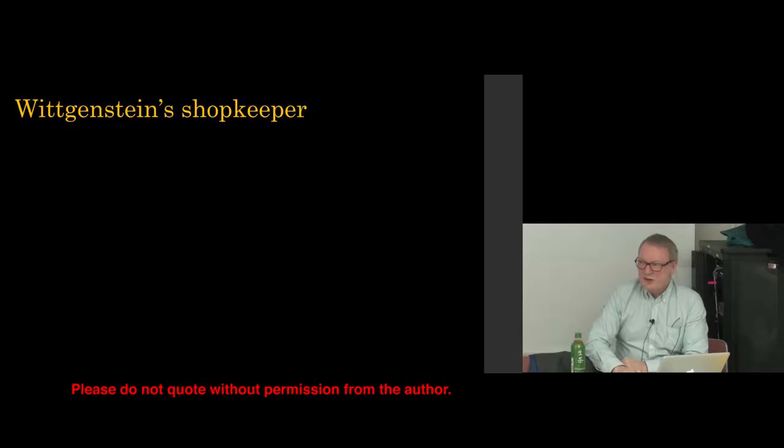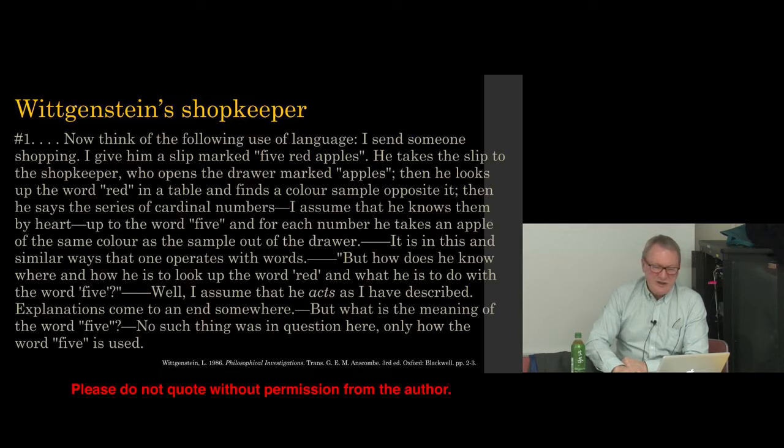Okay, in section 2 of the Investigations, Wittgenstein invents a shopkeeper. This is before the builder's example. Sorry, it's section 1, but it's after the Augustine quote. And he says this: think of the following use of language.